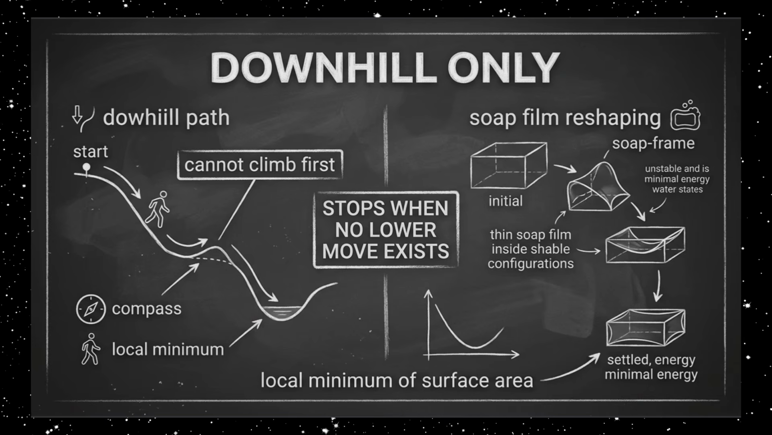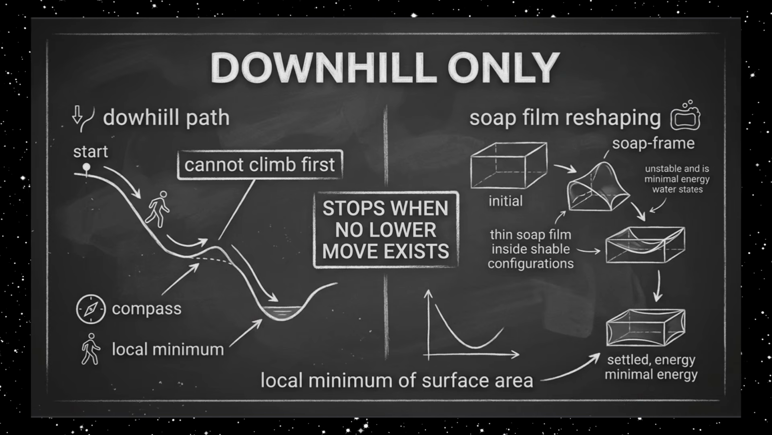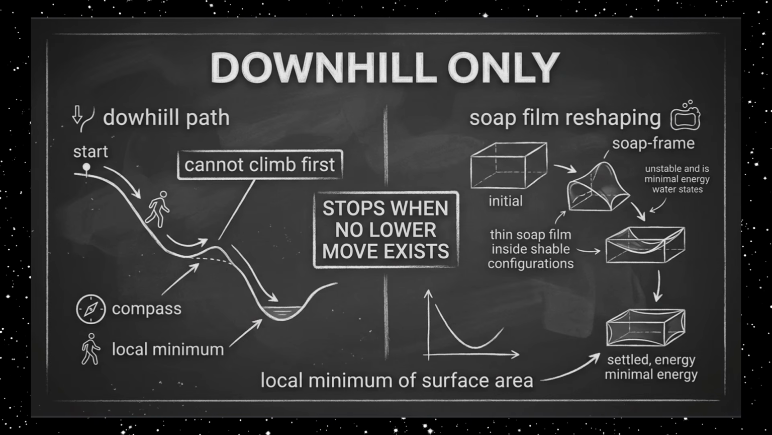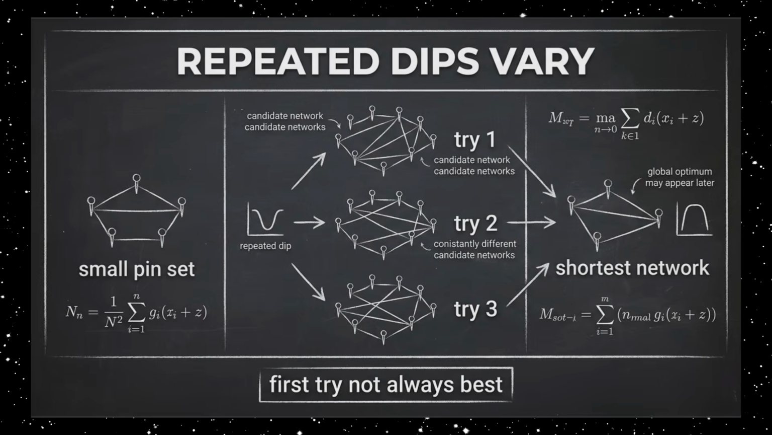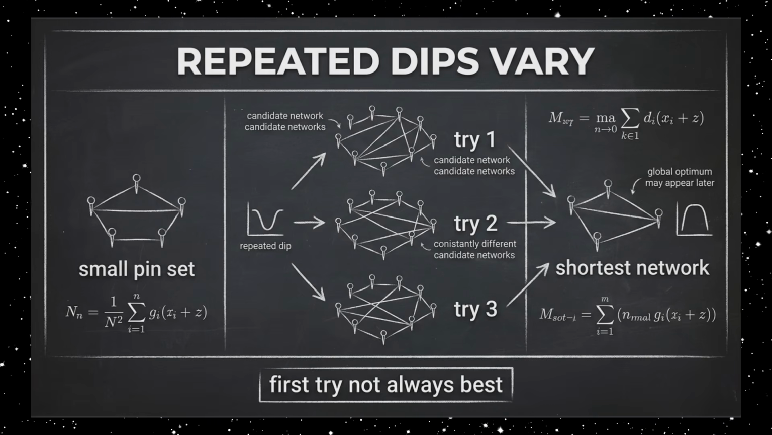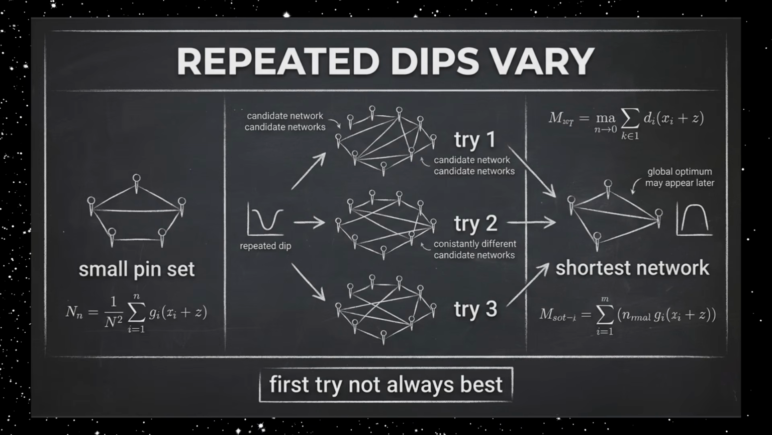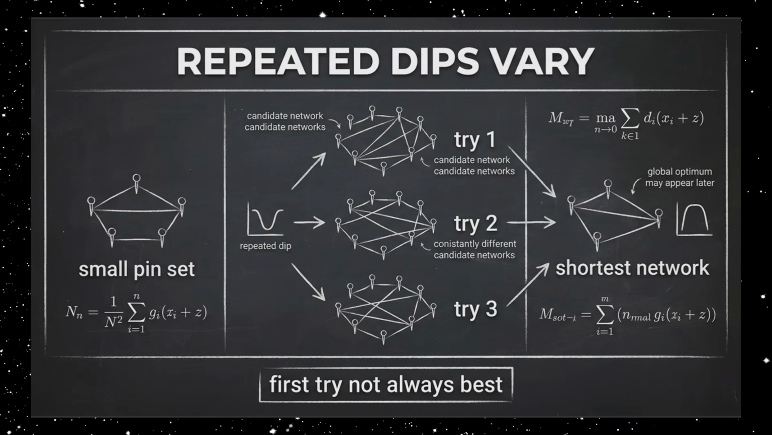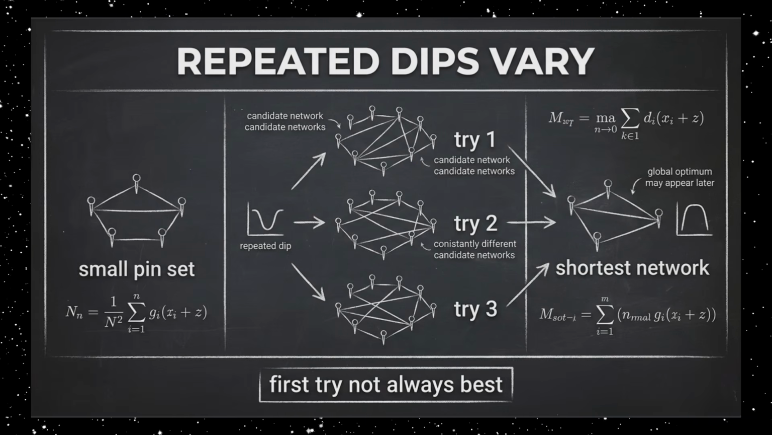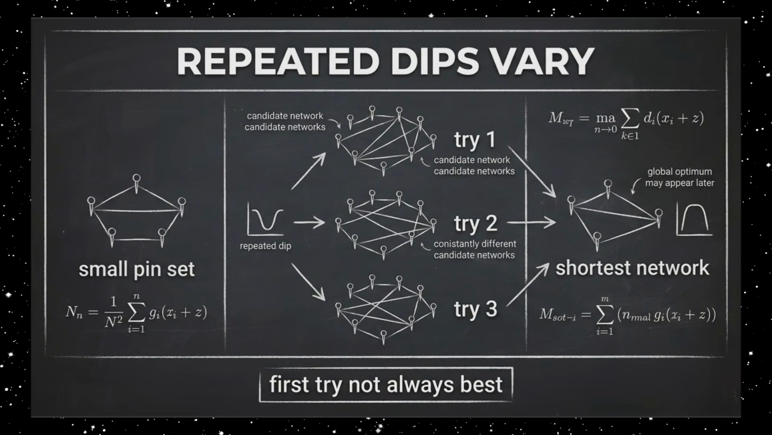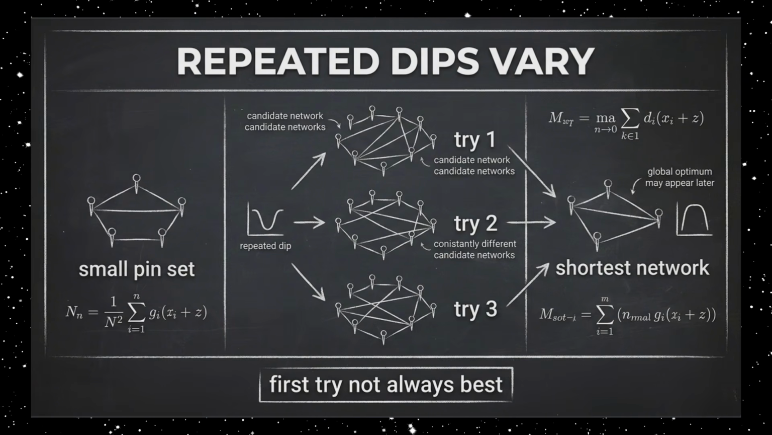The soap film is the same way. It relaxes from its initial configuration, it contracts and reshapes, and it settles into a configuration that's a local minimum of surface area. For small numbers of pins, this is very often the true global minimum. For larger numbers, you might dip and withdraw the frame several times and get different networks each time, some shorter than others. The global optimum might not appear on the first try, or the second.